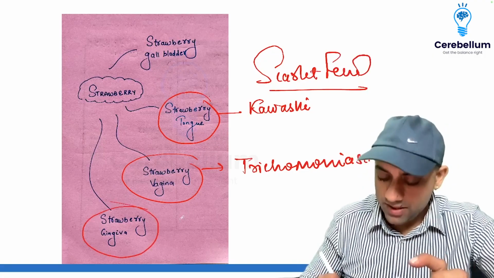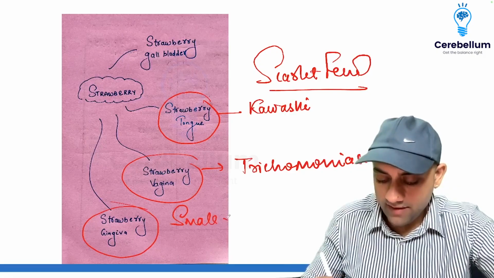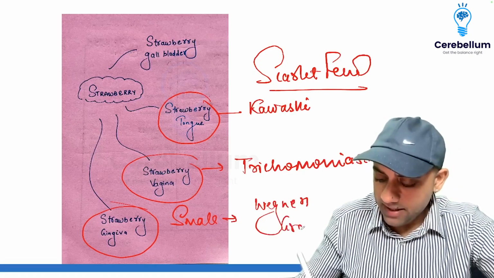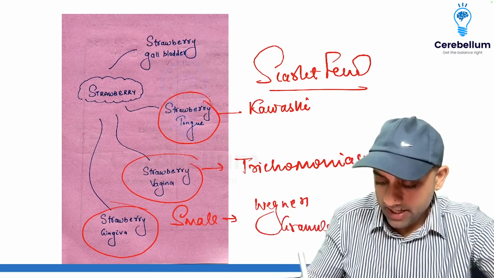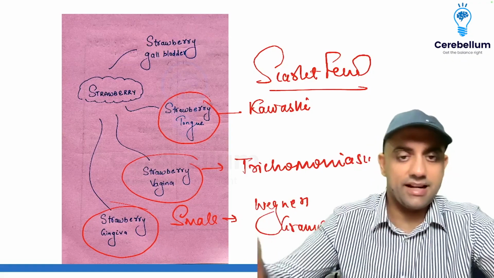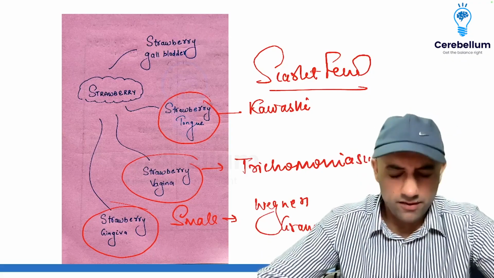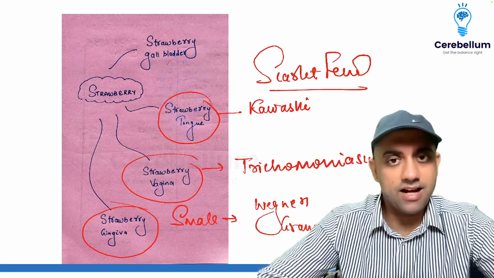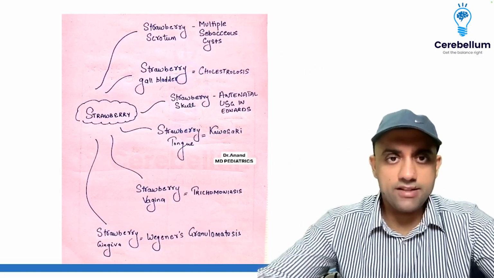Strawberry gingiva. Gingiva are small, okay. So small vessel vasculitis, that is Wegener's granulomatosis. In a case of Wegener's granulomatosis, you will see strawberry gingiva. So strawberry gingiva you will see in Wegener's granulomatosis, strawberry vagina, trichomoniasis, strawberry tongue, Kawasaki and scarlet. So strawberries are important.